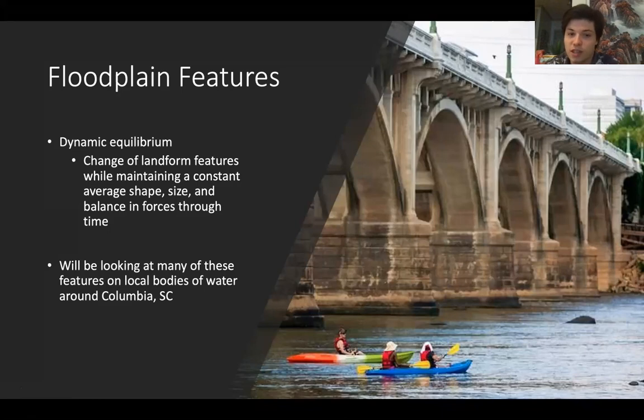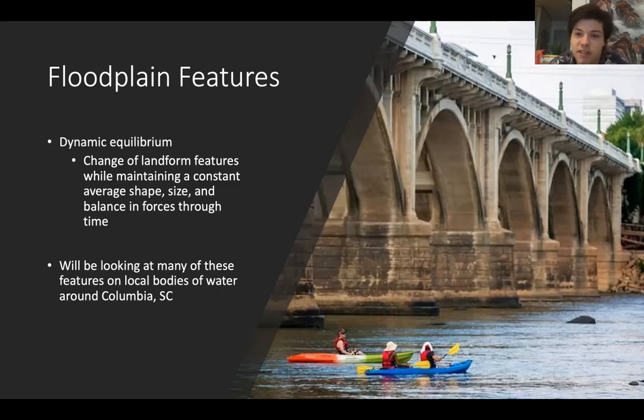In terms of other things we need to know regarding floodplain features, dynamic equilibrium is the changing of landform features while maintaining a constant average shape, size, and balance in forces through time. So you can imagine as these rivers move, things are going to change, but in dynamic equilibrium, the averages of these things stay consistent, even if the physical aspects change over time.